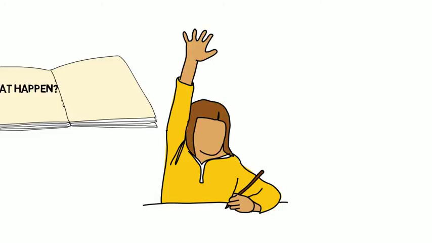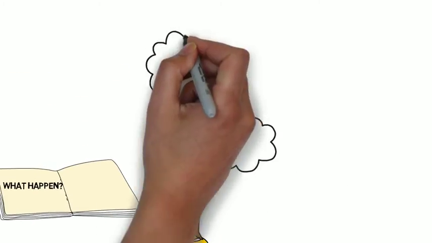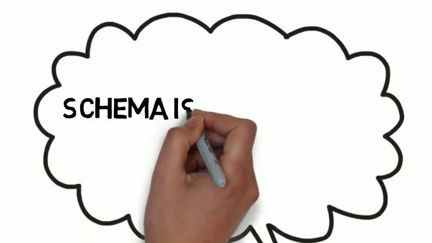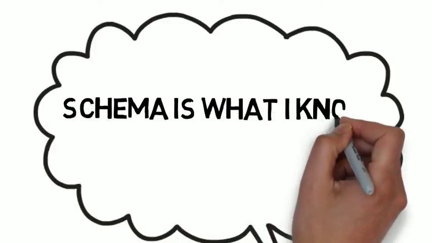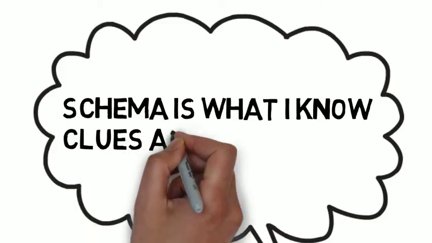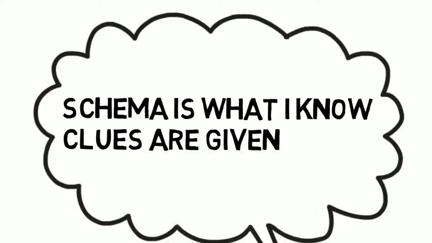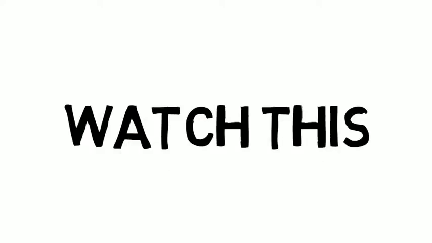In these examples, you will be given clues that may seem obvious, but your job is to use your schema and clues to determine what happened. Schema is something that you already know that is in your head, and clues, of course, you're going to act like a detective trying to figure out who this person is.